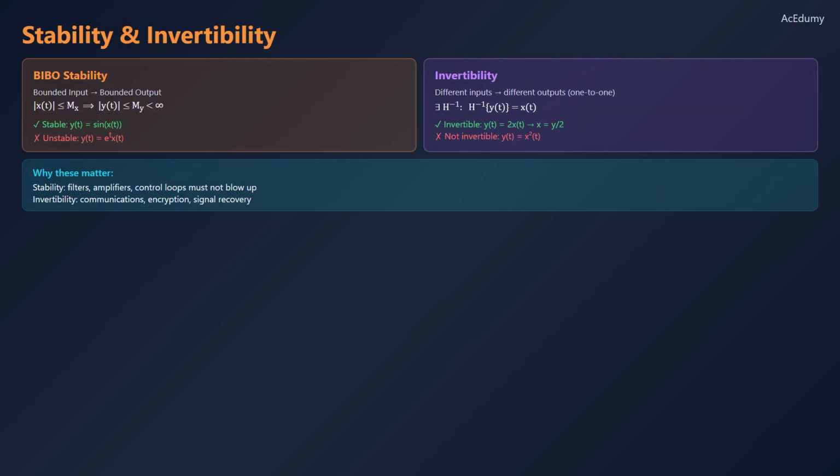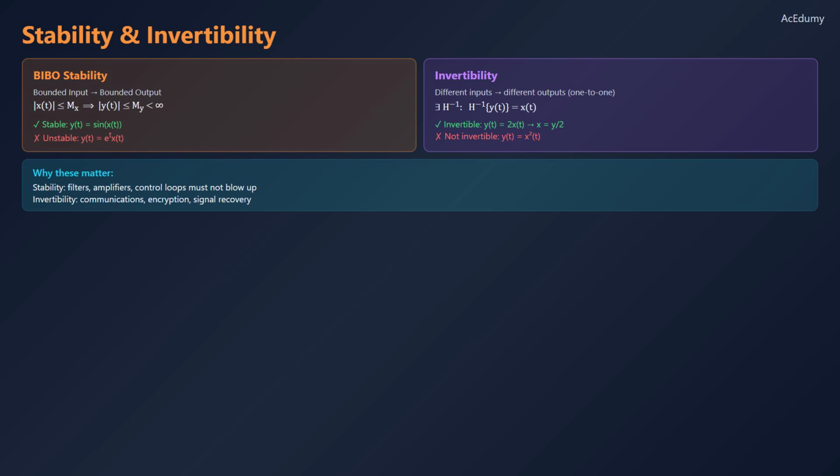A system is BIBO stable, bounded input, bounded output stable, if every bounded input produces a bounded output. If the input satisfies the absolute value of x of t less than or equal to Mx for all t, then the output must satisfy the absolute value of y of t less than or equal to My for some finite My. For example, y of t equals e to the t times x of t is unstable. Even a bounded input like x of t equals 1 produces an output that grows without bound.